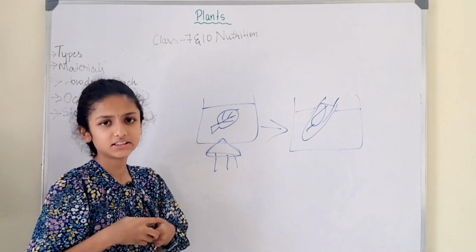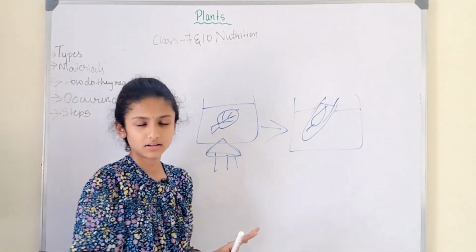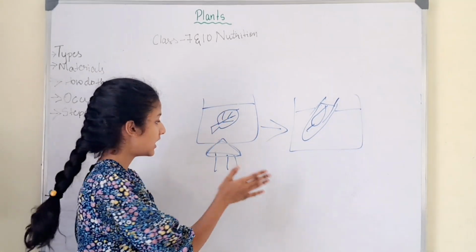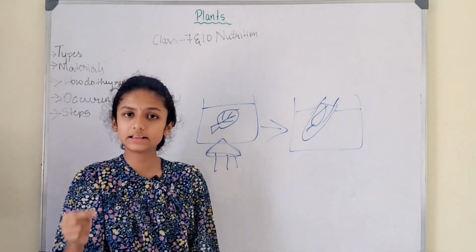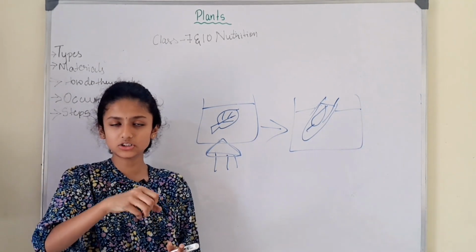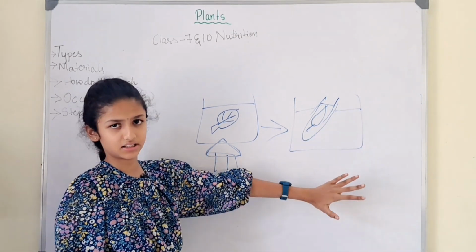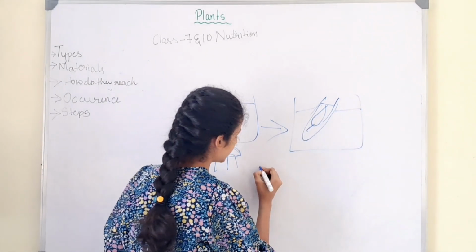Now what happens? Most of the cell organelles get broken down and the leaf loses its color. The main reason we are performing this experiment and boiling it is so that it loses its color, and then if you apply iodine, you can see the color change. Now we have done this, the color is lost. Now what do we have to do? We have to wash it. After washing, keep it in a petri dish.